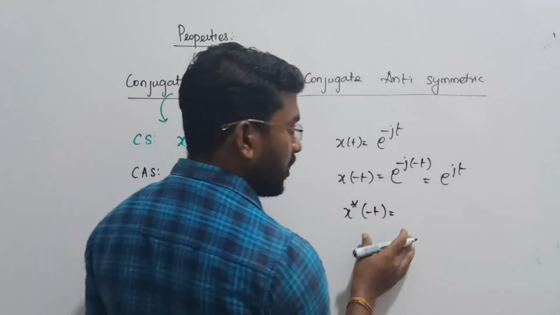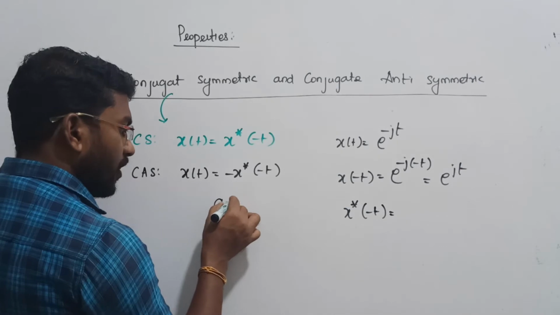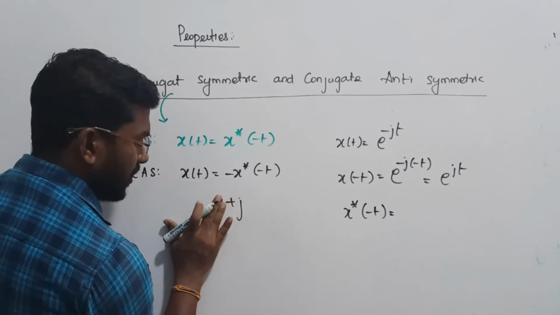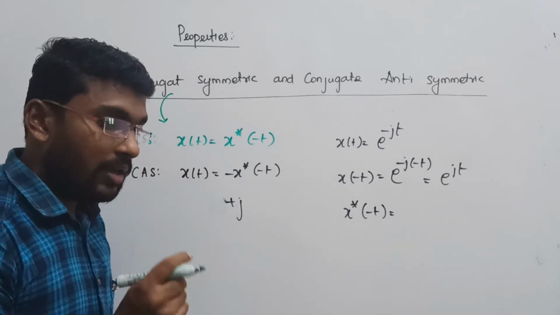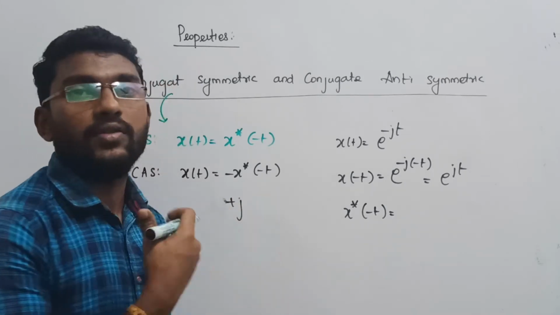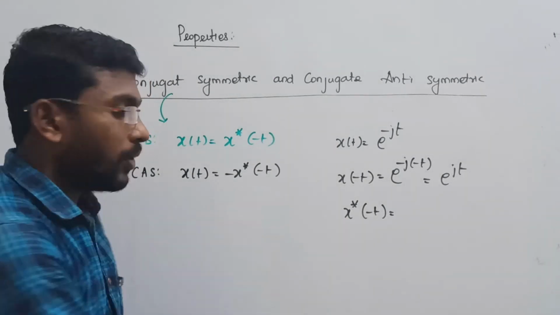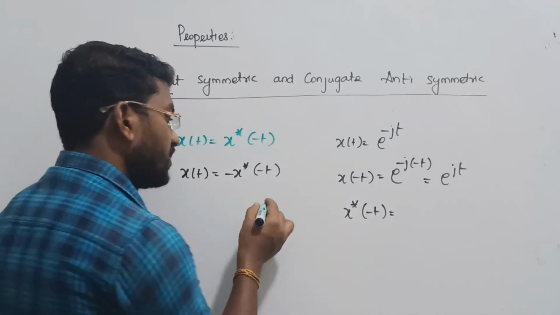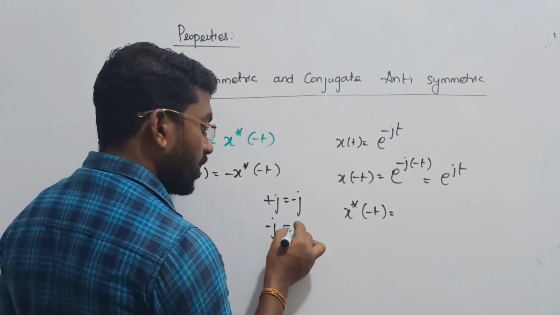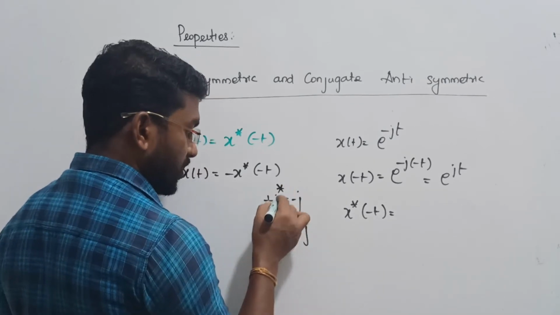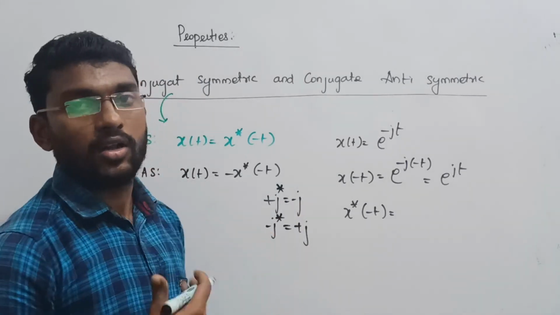If I conjugate everything, what do we mean by conjugation? Conjugation in the sense, for example, if I have a complex signal, simply understand, while taking the conjugate, the sign of the imaginary part of the signal will change. Just to remember, the sign of the imaginary part of the signal will be changed. That is, if I have plus j, it will become minus j. If I have minus j, it will become plus j while taking the conjugate. Only the imaginary part changes its sign.